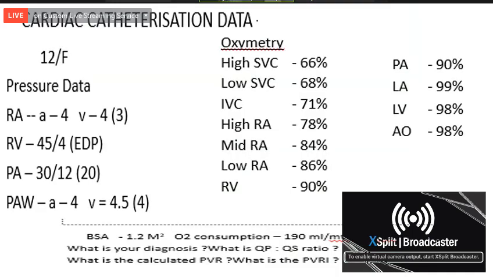Okay, analyze the cath data. Any volunteers to analyze the cath data? Yes, sir. SVC saturation, IVC saturation is normal. And high right atrial is normal. There is a step up from the right atrium to the RV.